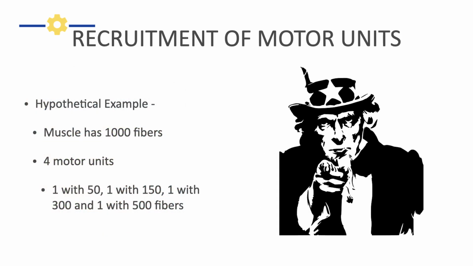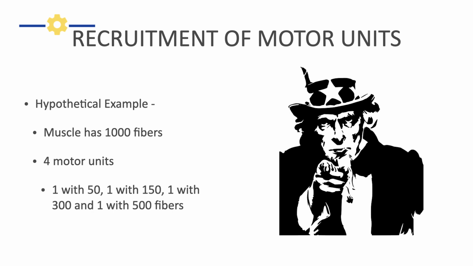So let's look at a hypothetical example to just review this one last time. Let's say you have a muscle that is composed of 1,000 muscle fibers. So this is a skeletal muscle with 1,000 muscle fibers, and it has 4 motor units. That means there are 4 motor neurons, alpha motor neurons, going to this muscle. One of these motor neurons innervates 50 fibers, one innervates 150 fibers, one innervates 300 fibers, and one innervates 500 fibers. So if I did my math right, that's 1,000 total fibers, and this is how they're innervated. Now again, each fiber is only innervated by 1 neuron.